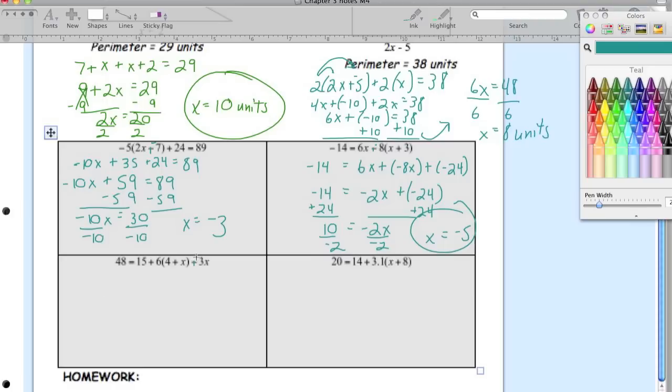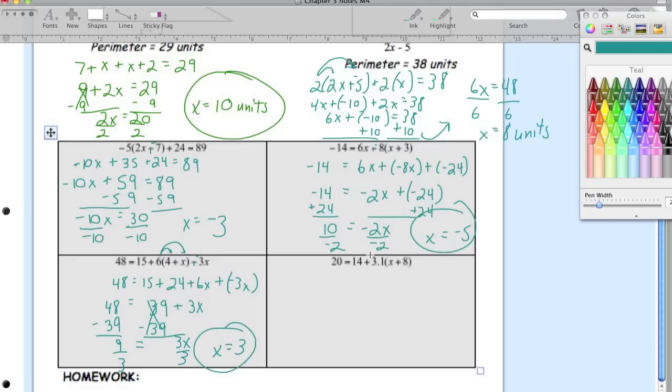48. I'm going to change my subtraction signs to add the opposite and then distribute. And I get 48 equals 15 plus 24 plus 6x plus negative 3x. Like terms are 15 and 24, I get 39. And then 6x and negative 3x, I get 3x. I want to get x by itself, so I subtract 39 on both sides of the equal sign. That goes away. I have 3x equals 48 minus 39 is 9. So I divide by 3, x equals 3.